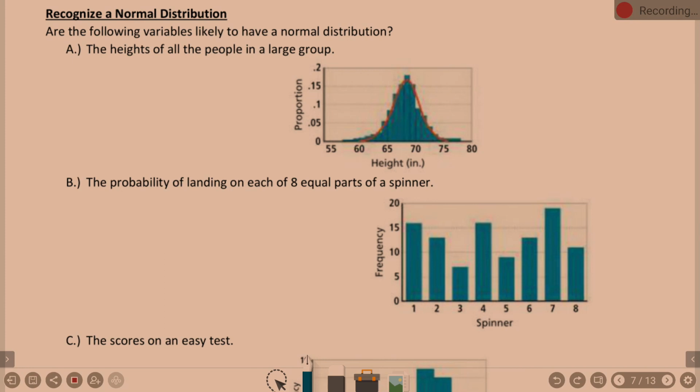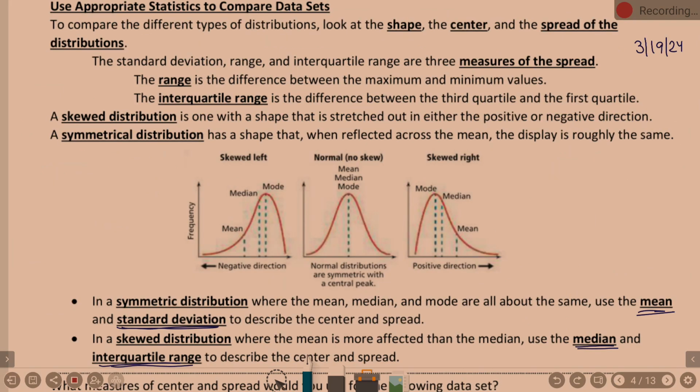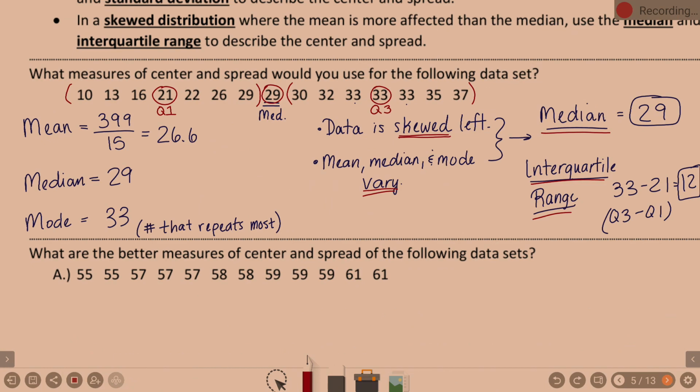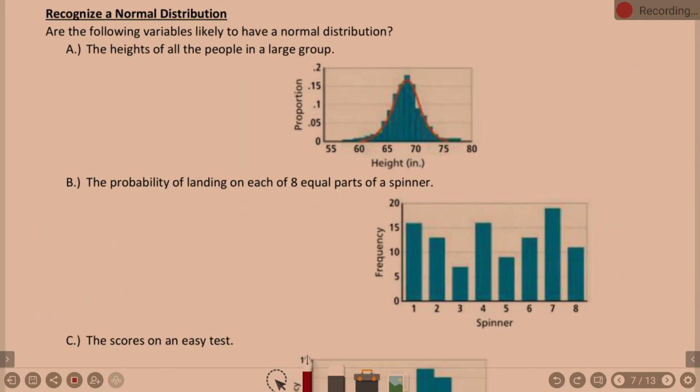Now, let me go back real quick to our pictures. When we talk normal distribution, it has the symmetric shape. Mean, median, mode are all likely to be similar. It's not skewed where you have more data values pulled to the left or more data values pulled to the right, but this is normal. Now we're going to look at some with pictures and some without pictures. So, are the following variables likely to have a normal distribution?